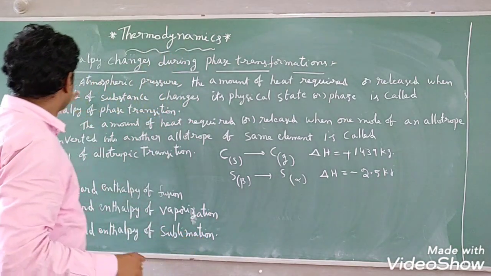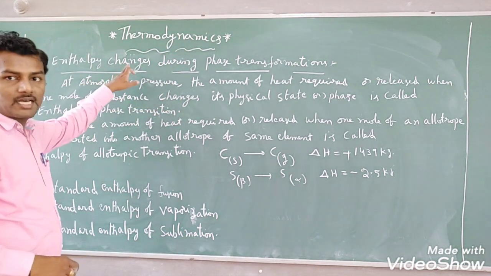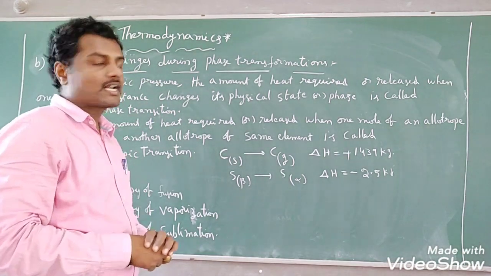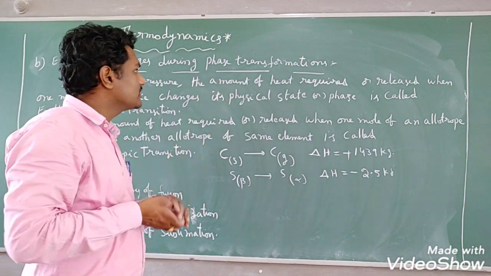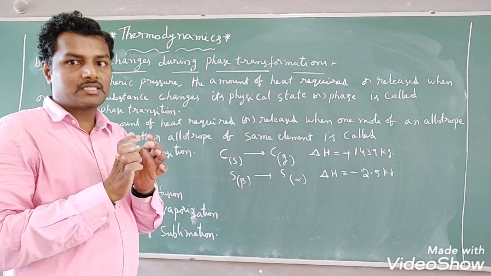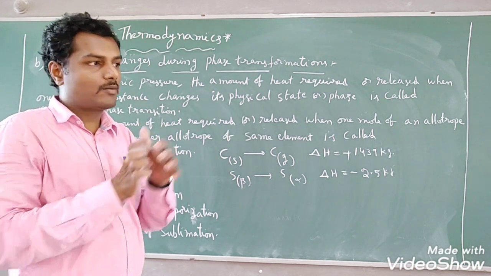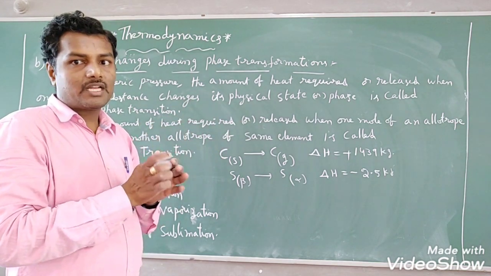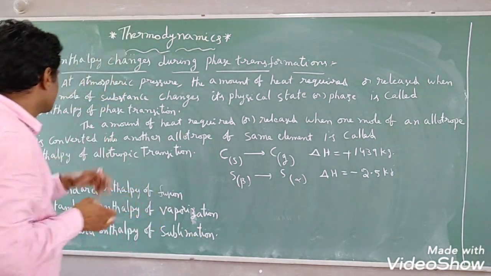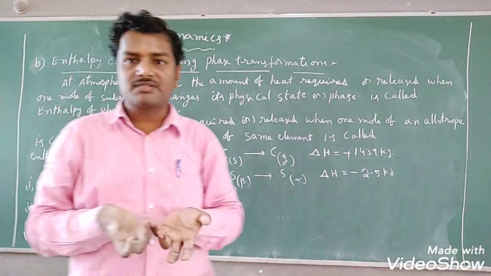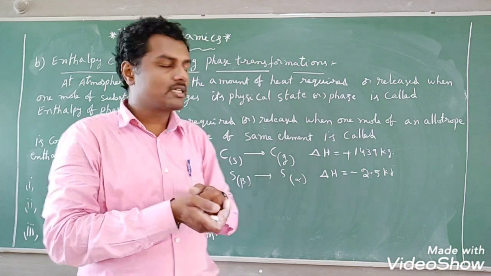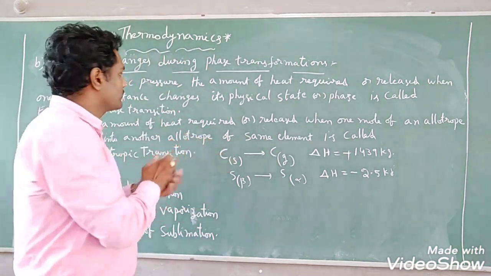Let us see, students, the next subtopic of enthalpy change of a reaction, that is enthalpy changes during phase transformation. The word itself has the meaning: phase transformation. Whenever the substance changes its physical state from one form to another, how much enthalpy changes, that we are going to calculate. Generally we calculate at atmospheric pressure or at 1 bar pressure, at constant pressure only we have to measure.